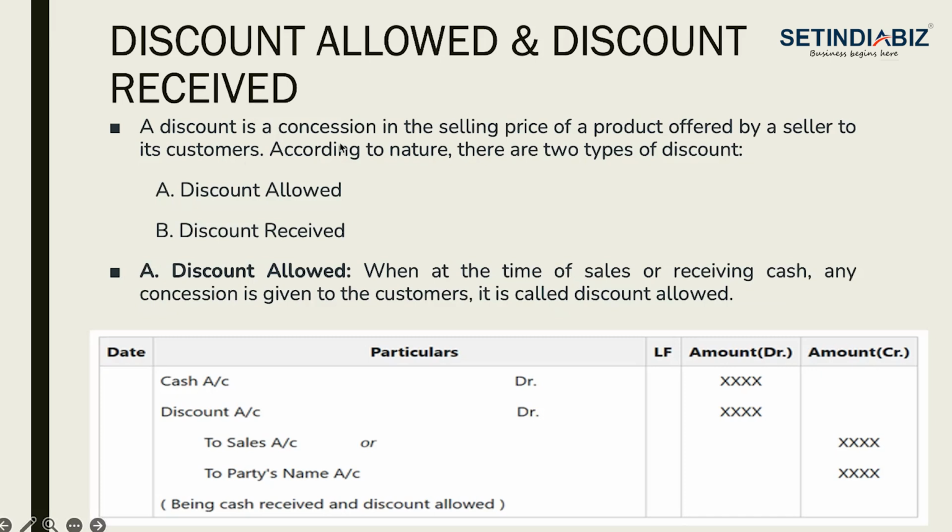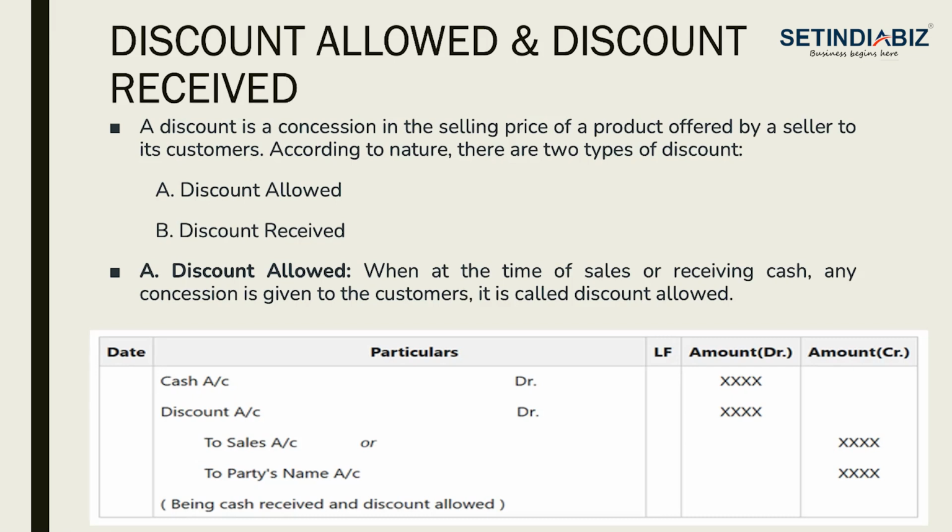So a discount is a concession in the selling price of a product offered by a seller to its customers. So it's a general term we are saying. A discount is a concession by a seller to the customer, right? According to nature, there are two types of discount: discount allowed and discount received. Discount allowed when I am being seller. Discount received when I am being purchaser.